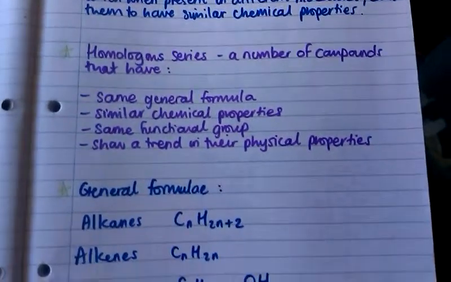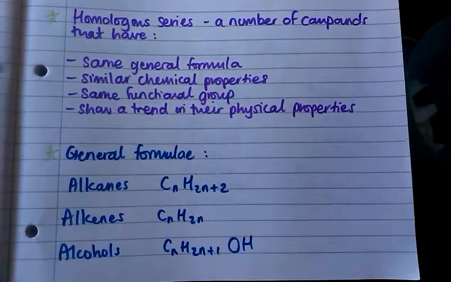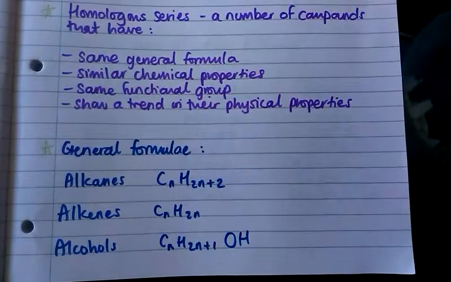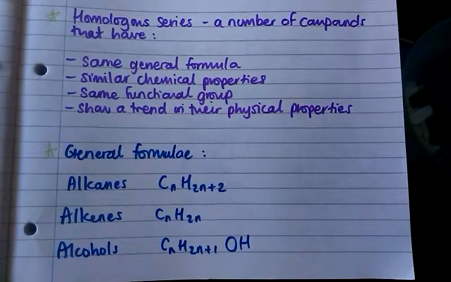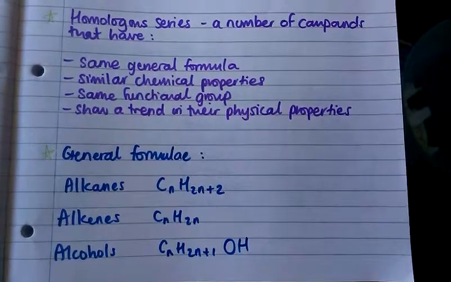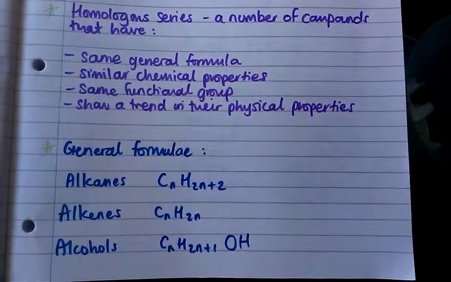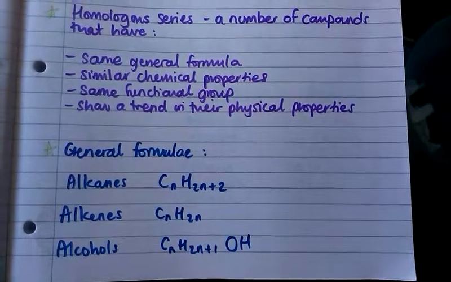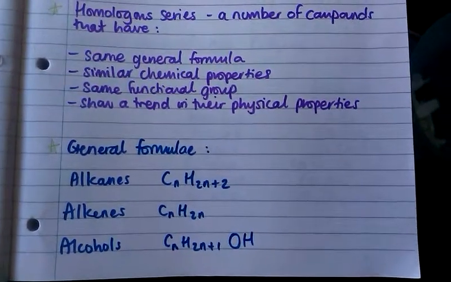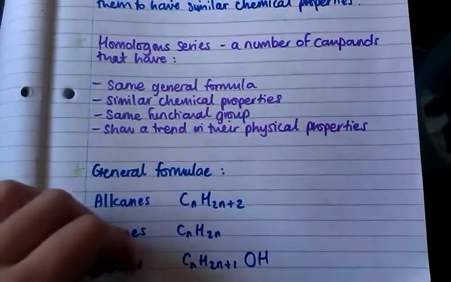And finally, there are some general formulae for some homologous series. So for alkanes, the general formula is CnH2n+2, alkenes, CnH2n, alcohols, CnH2n+1OH, and in all cases n is always an integer.